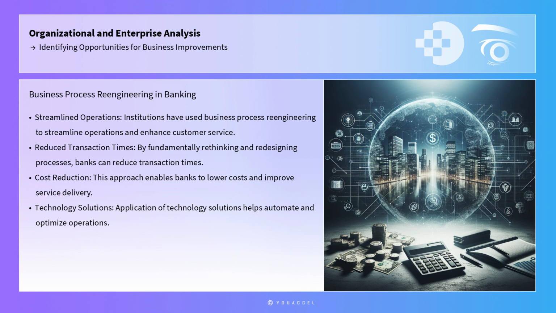Another example is the banking sector, where institutions have used business process re-engineering to streamline operations and enhance customer service. By fundamentally rethinking and redesigning processes, banks have been able to reduce transaction times, lower costs, and improve service delivery. This approach often involves a comprehensive analysis of existing processes, benchmarking against industry standards, and the application of technology solutions to automate and optimize operations.